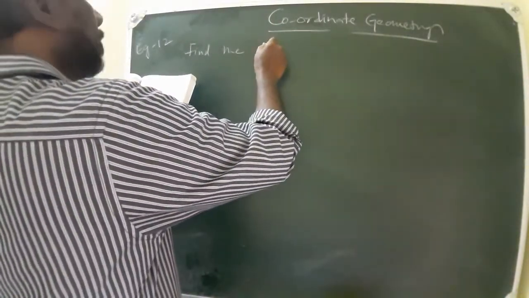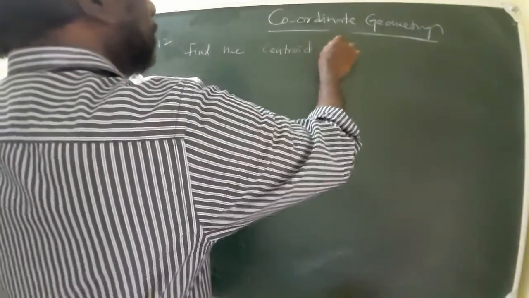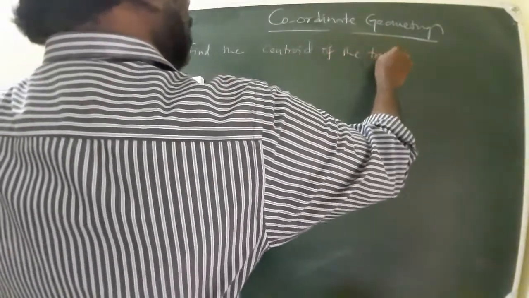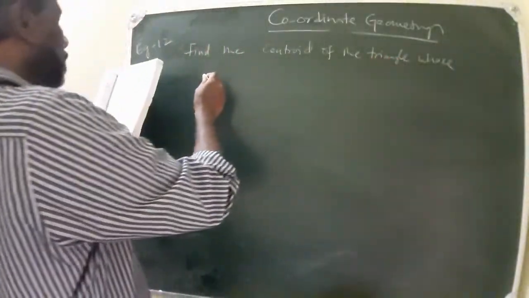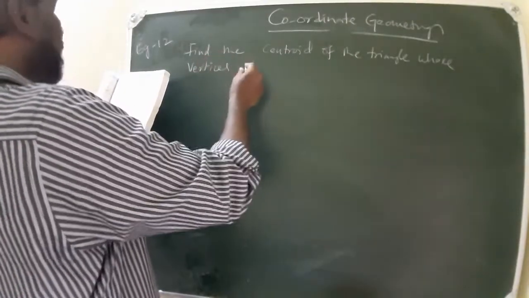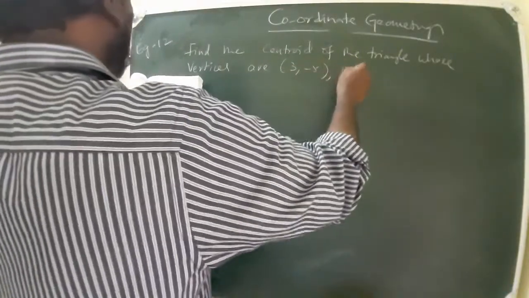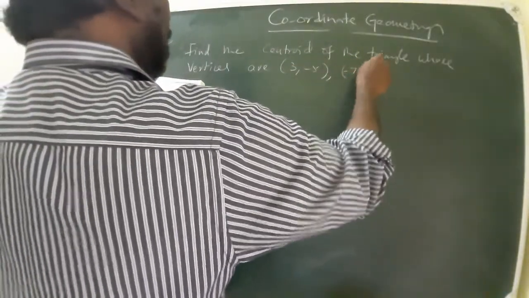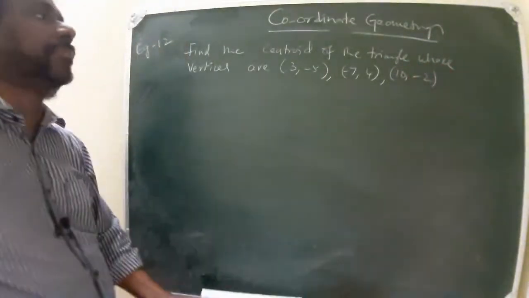Find the centroid of the triangle whose vertices are (3, -5), (-7, 4), (10, -2).